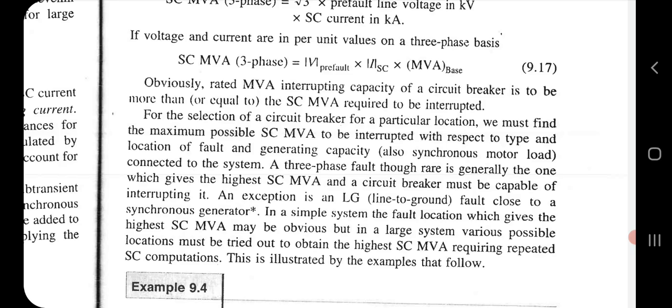During the fault, it should interrupt, or it should withstand that high current. Some of the high current passes through the circuit breaker. So it should withstand it, and the opening of that circuit breaker, or any inside part, should not melt. It should be able to conduct. That is very important. For that purpose only, we calculate the short circuit rating of the circuit breaker. Yes, short circuit MVA is very important and should be calculated for the circuit breaker.